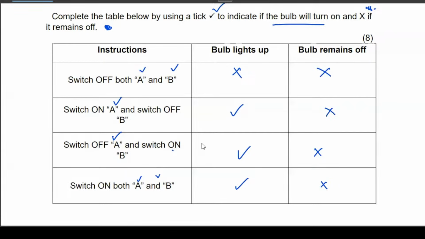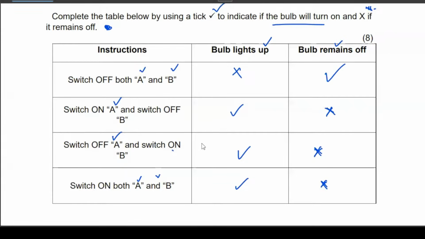Wait a minute. Am I understanding the table or am I mixing up things? So bulb lights up, bulb remains off. Oh, so meaning that the bulb lights up? No. Is the bulb going to remain off? Yes. So that is a tick. I'm sorry for misinterpreting the question. So that is how it's going to be.